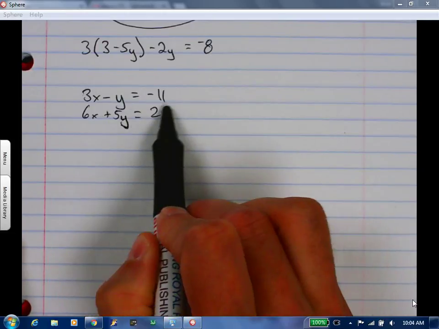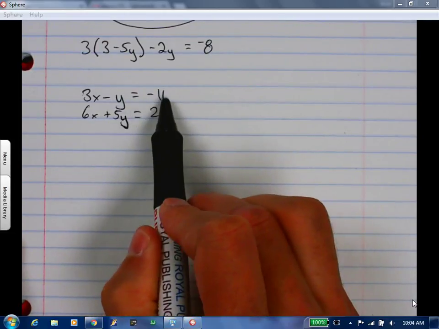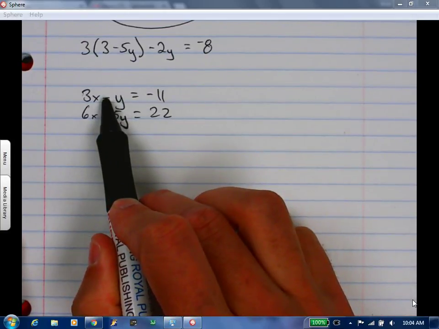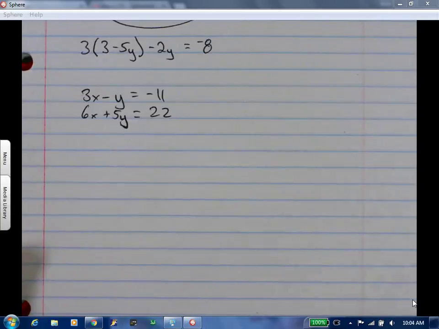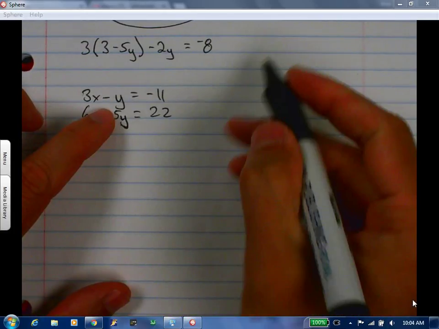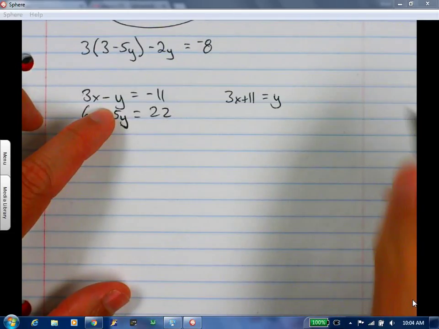Other side. Now, what's hanging out over here? The 11. The 11's negative. When it goes to the other side, it's going to become positive. I want us to get to the point where we can do this manipulation in our head and we don't have to sit there and be like, I have to add this over. We just know that, okay, I want to take the y to the other side. The 11's going to come over, so it's 3x plus 11 equals y. So I've solved for y that way.